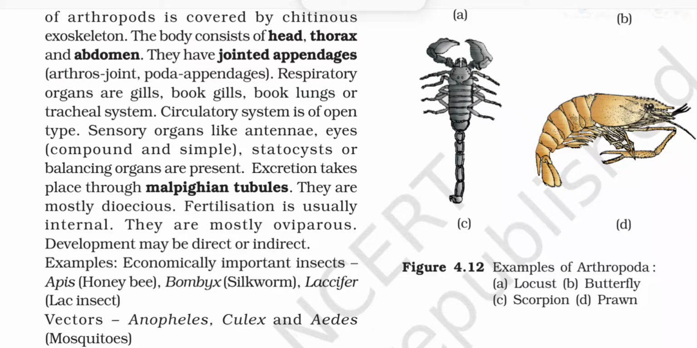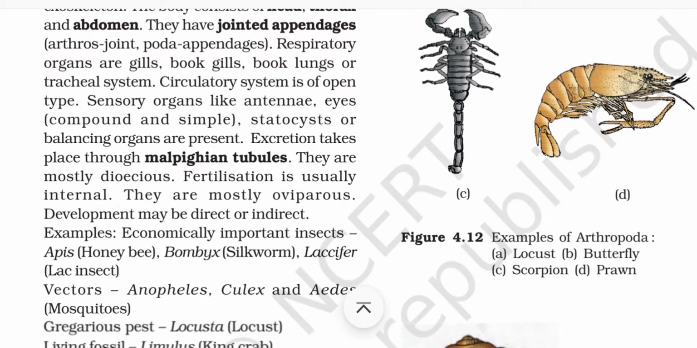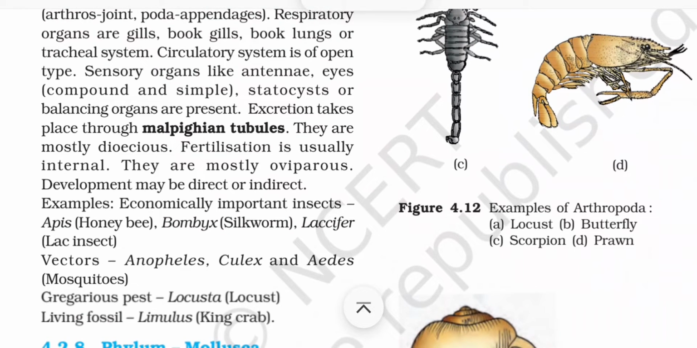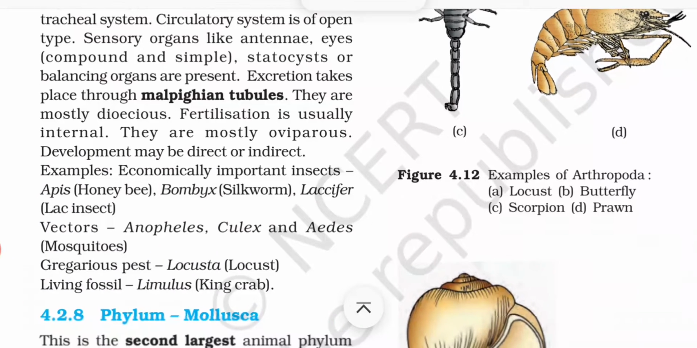Respiratory organs are gills, book lungs, etc. Tracheal system. Circulatory system is of open type. Sensory organs like antenna, eyes, compound and simple. Statocyst or balancing organs are present. Excretion takes place through Malpighian tubes.